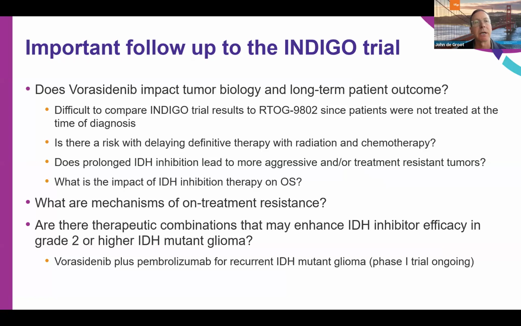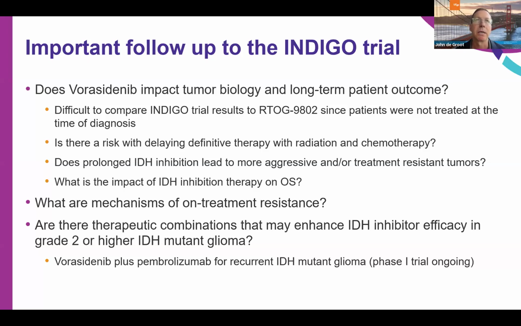It's going to be difficult to compare the results from the Indigo trial with that other study that I showed you from 9802, because those patients were treated right at the time of diagnosis, whereas in the Indigo study, patients were treated after some period of observation. Is there any kind of risk with delaying more definitive therapy with radiation and chemotherapy? We don't think so, but we actually don't have an answer to that yet. Could inhibiting this molecule, this enzyme, lead to changes in the aggressiveness of the tumor?